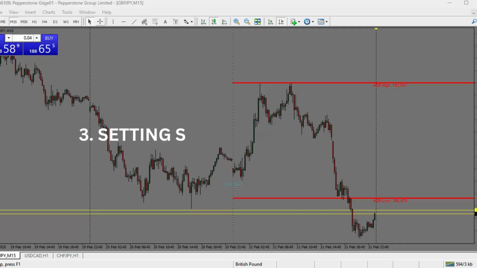Number three, setting take profit and stop loss using the ADR. If price has already moved 70 to 80% of its ADR, let's suppose you're trading EUR/USD and it has already moved 70 to 80% of its ADR, then be cautious with new entries. You don't want to be just taking trades anyhow. The market can bounce off against you, huge.